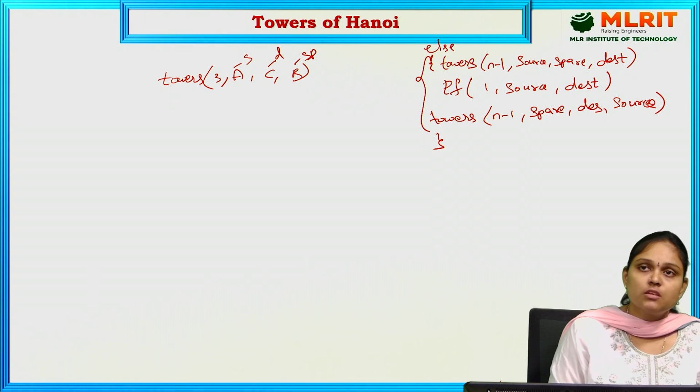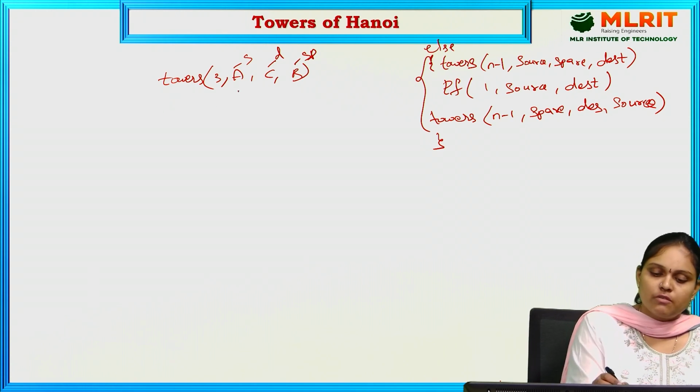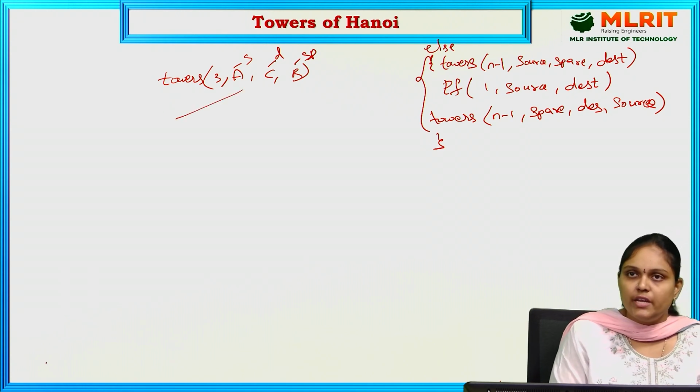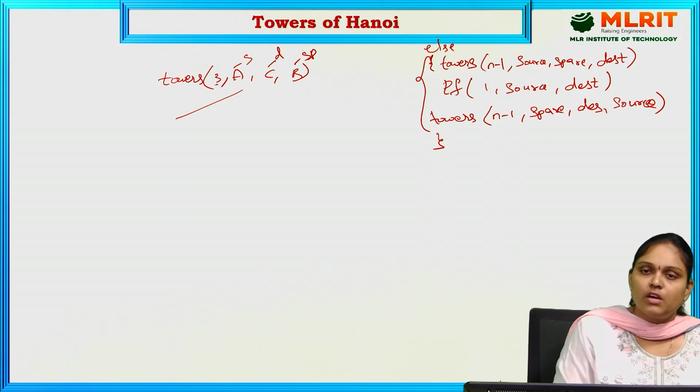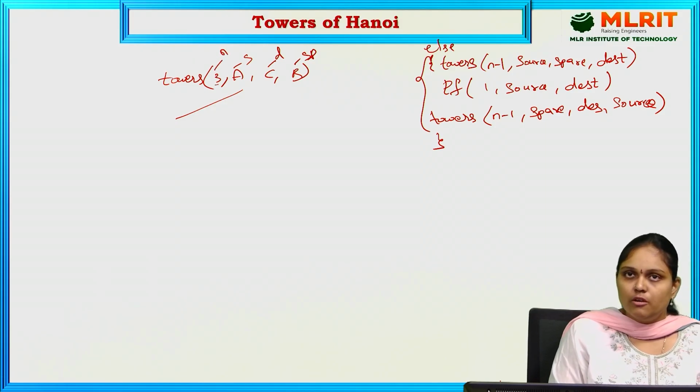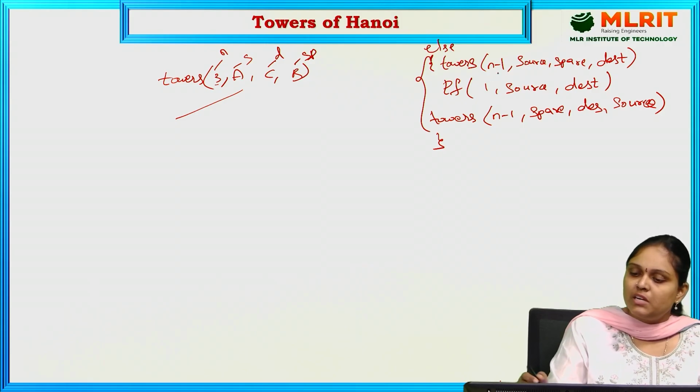So we are calling this towers function. When we call this towers function, we are checking the base condition, n is equal to 1. Here n is 3, and n is not equal to 1. So if n is not equal to 1, it will come to the else part, and in this else part we have written this.